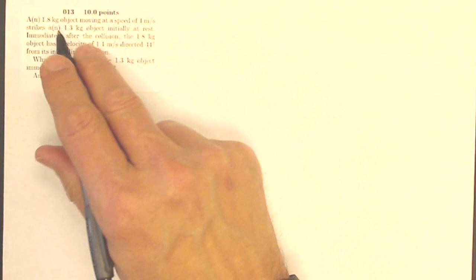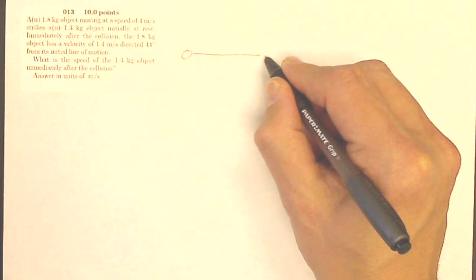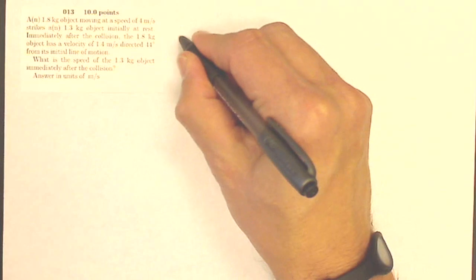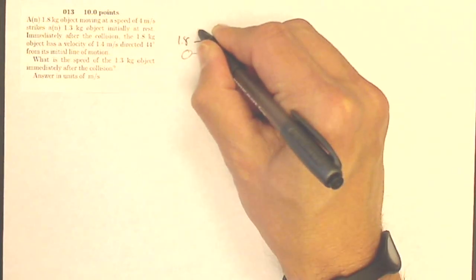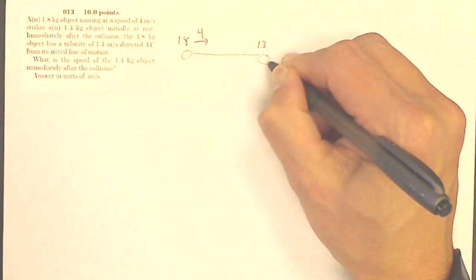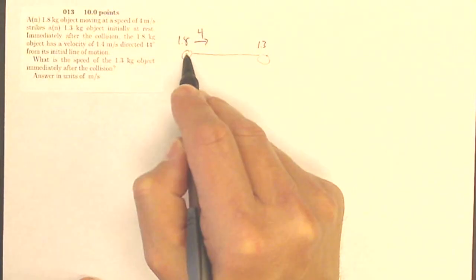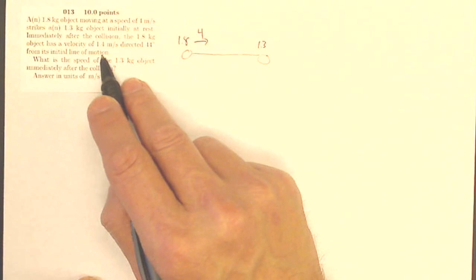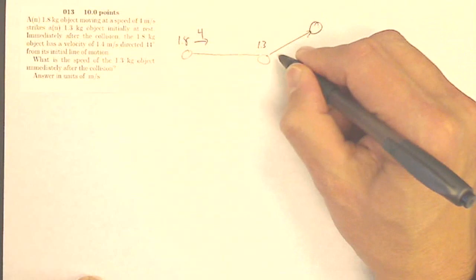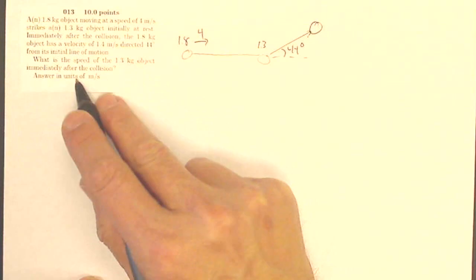So I have an object moving, we'll just make it moving this way. And it's going to strike another object that is initially at rest. This one is 1.8 kilograms and it's moving at a velocity of 4 meters per second. This one is 1.3 kilograms, initially at rest. After the collision, the 1.8 has a velocity of 1.4 meters per second, 44 degrees from its initial line of motion. So let's make that this way. Here's this object, and this angle here is 44 degrees. What is the speed of this object after the collision?